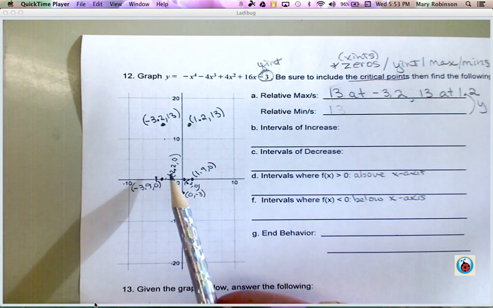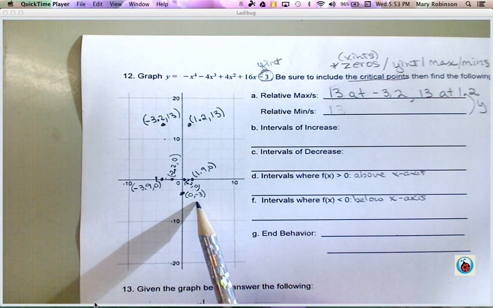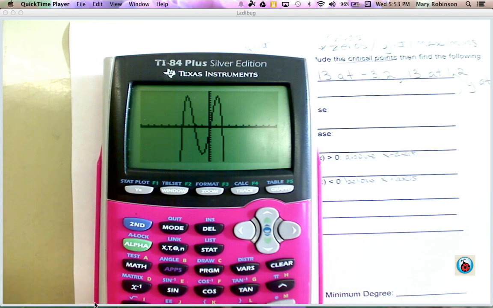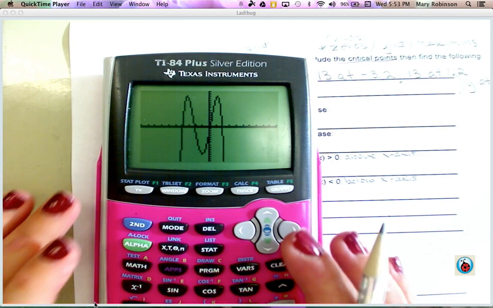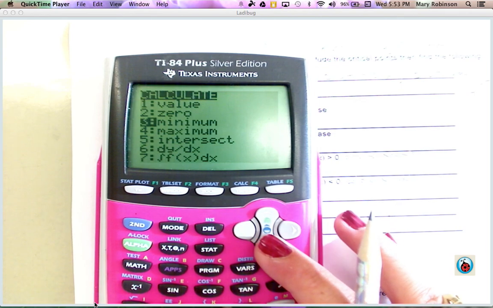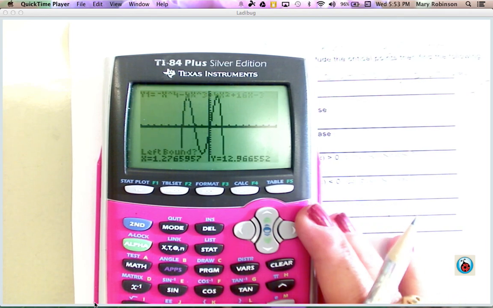We've got 1, 2, 3, 4, 5, 6, 7 ordered pairs. I told you there would be 8 if it's this quartic. That doesn't mean every one will have 8. It means this function has 8 critical points. So let's go about finding our minimum. So second trace, 3, our minimum.